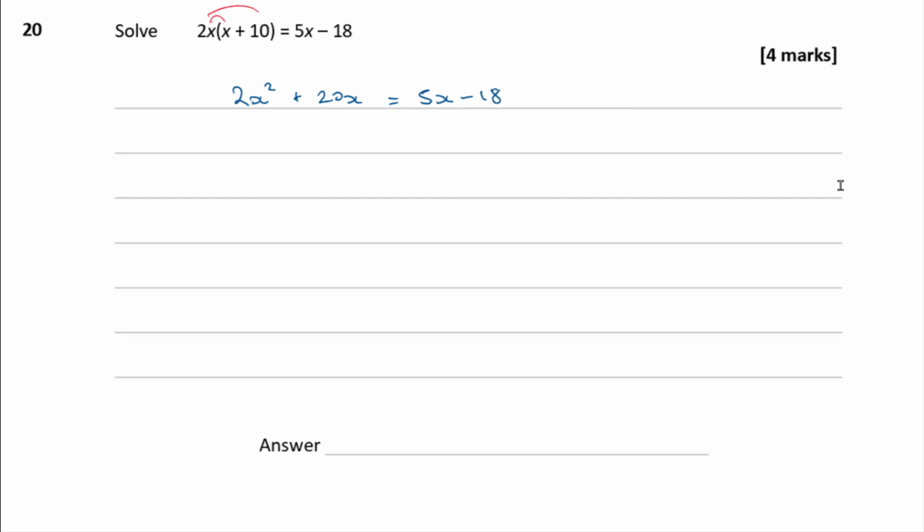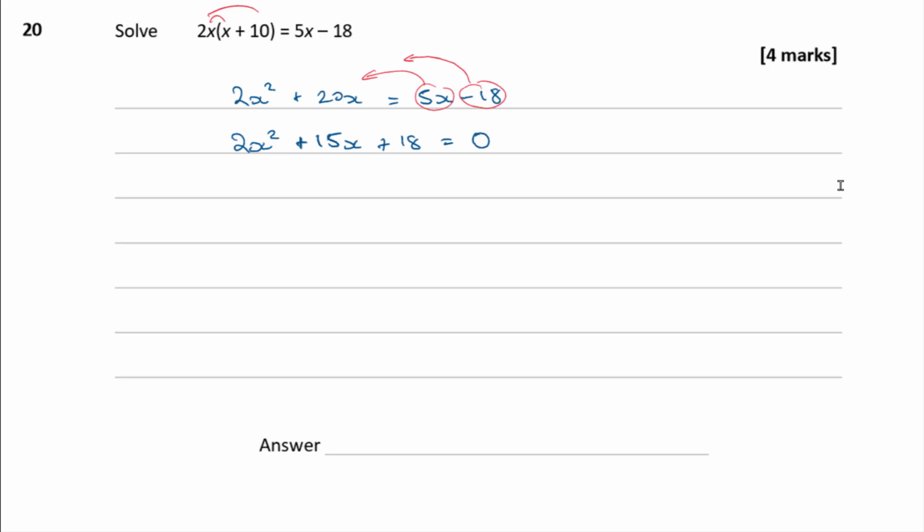So next thing is to move those over. Moving over the 5x, change sides, change signs, or take 5x away from both sides. You can think of it that way. I'm going to end up with 2x squared, which is already there. The 20x, take away the 5x, is 15x. And I've also got this minus 18 on this side. And again, when I take it over the equal side, it's going to change signs, so it's going to become plus 18. The other way of thinking about it, of course, is you add 18 to both sides. Different ways of thinking about the same thing. So that gives me 2x squared plus 15x plus 18 is equal to 0.